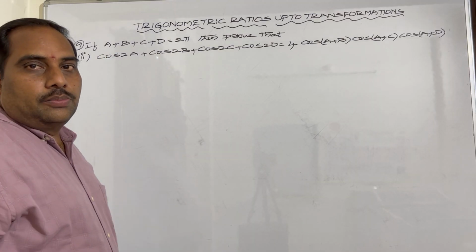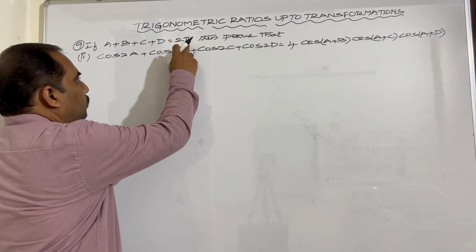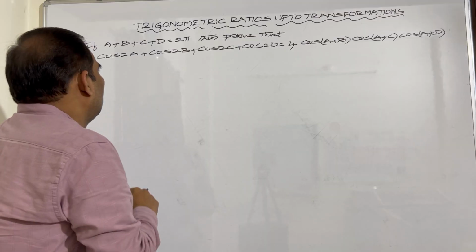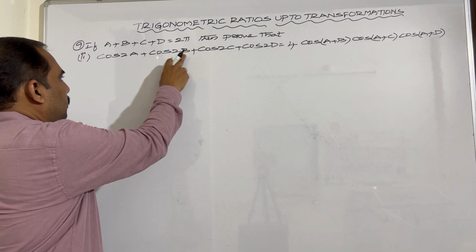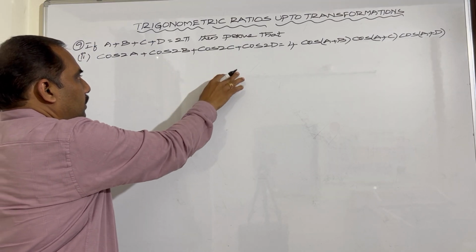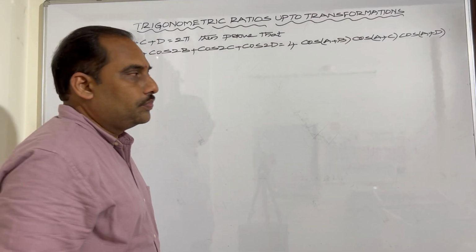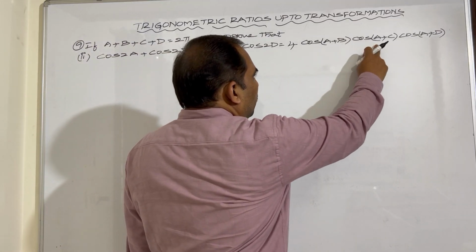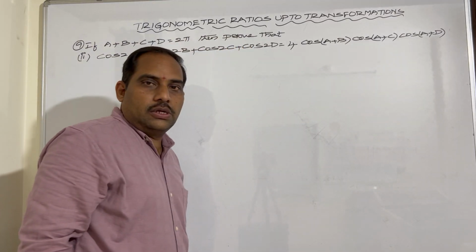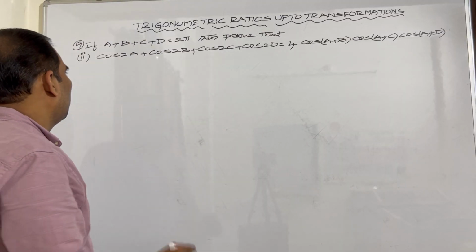If a plus b plus c plus d is equal to 2 pi, then prove that cos 2a plus cos 2b plus cos 2c plus cos 2d is equal to 4 into cos of a plus b into cos of a plus c into cos of a plus d.